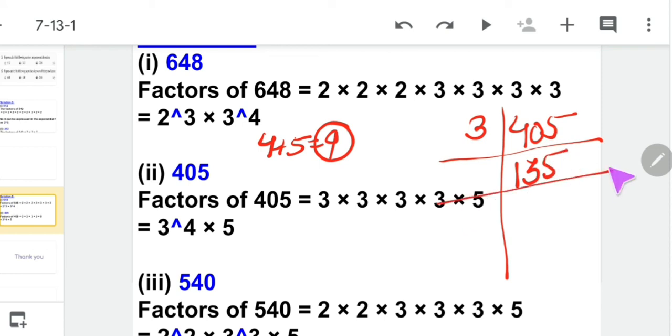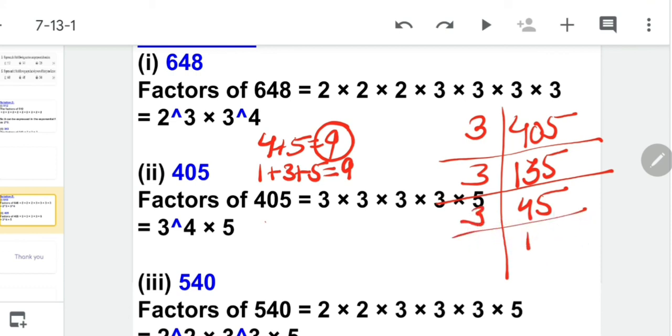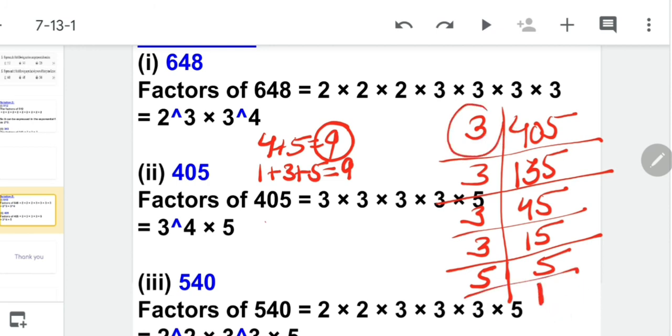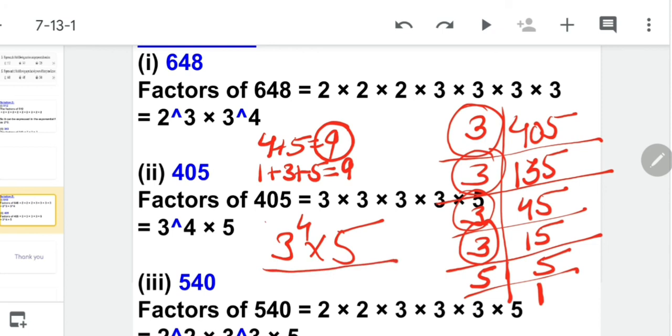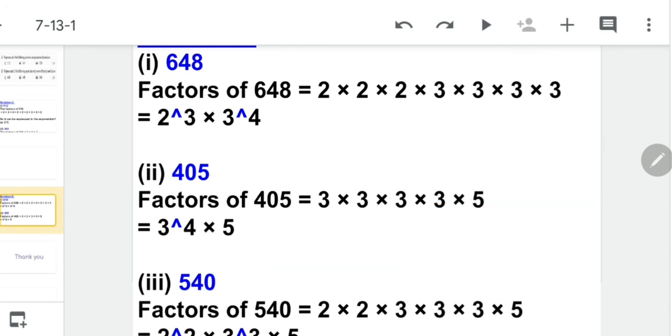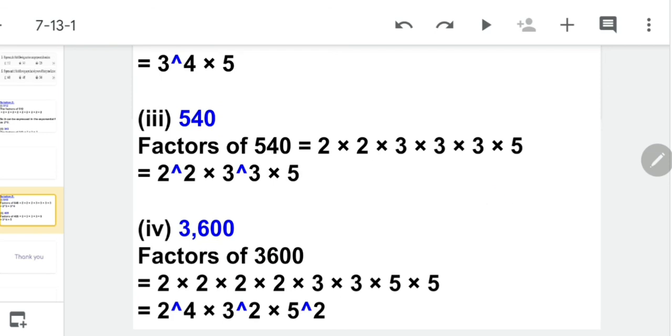Now we have 1 plus 3 plus 5. So it will be 9. Again it could be divisible by 3. So let's check with 3. So 4 and 5. Again 4 plus 5 gives us 9. So it could be divisible by 3. So 1 and 5. Again could be divisible by 3. 5. Now it could not be divisible by 3. So we have to divide it with 5. So how many 3 we have? 1, 2, 3 and 4. And how many 5 we have? Only 1. So our answer is 3 power 4 multiplying with 5. Okay. Now similarly we have to do the other parts.